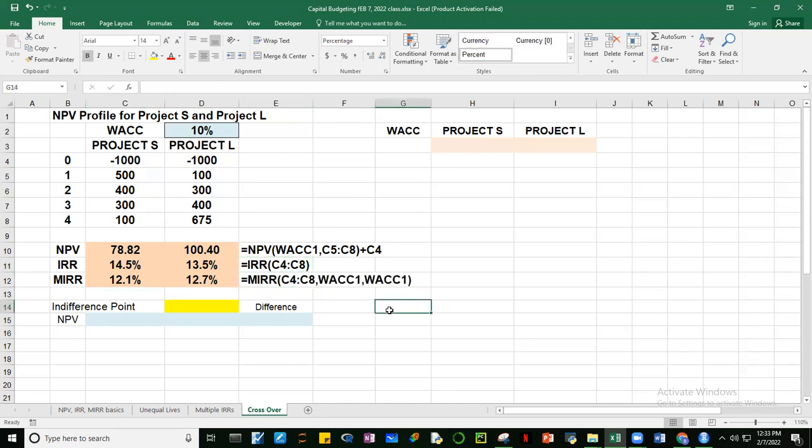Okay, so based on NPV, guys, project L is the better project, diba? And then based on IRR, project S is the better project. Okay, so may conflict sa NPV at saka IRR, then that means, guys, may crossover to. There will be a crossover. Ano yung crossover, guys? Magpapalit yung decision natin kung project L ba o project S. Okay, let me just insert here.